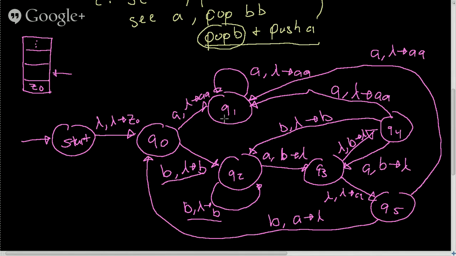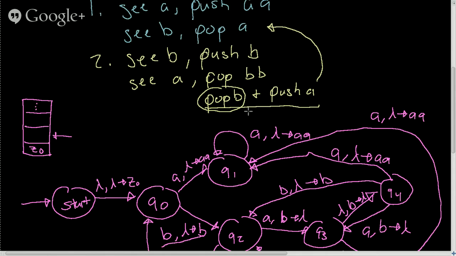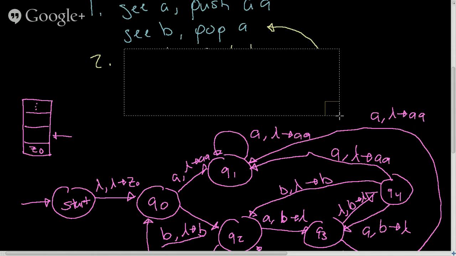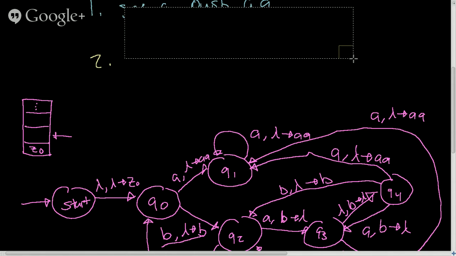So Q1 is where we have seen an A and we pushed two A's, and we want to now make sure that we are popping enough B's to deal with all of those A's. So this might get kind of gross. I'm going to delete this so we can have some more room here. Okay, it's a little better.